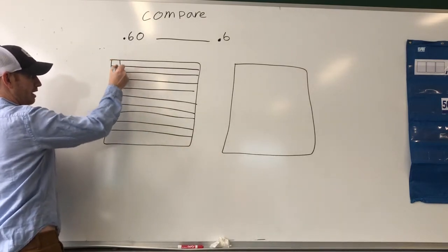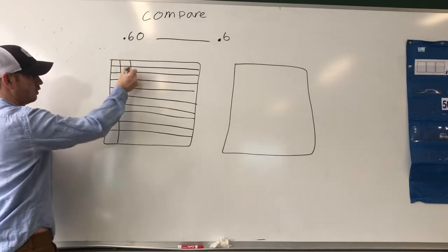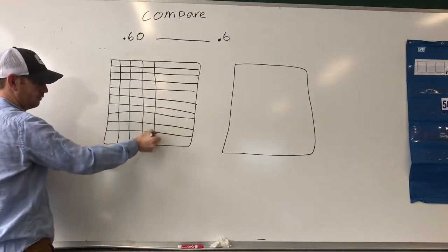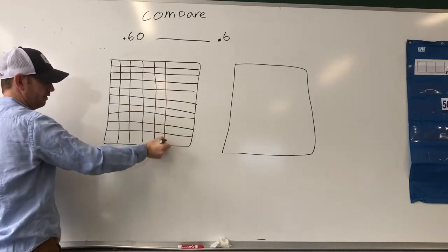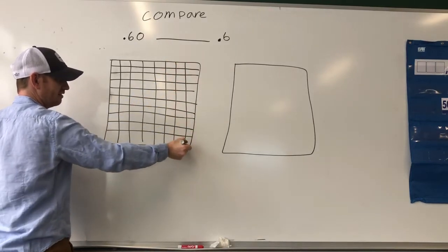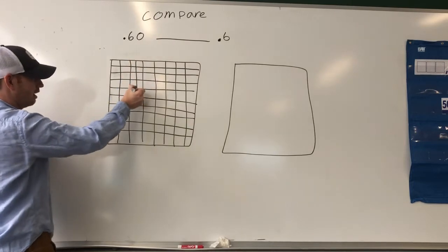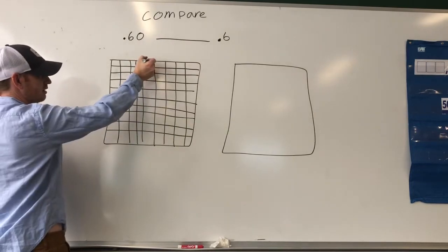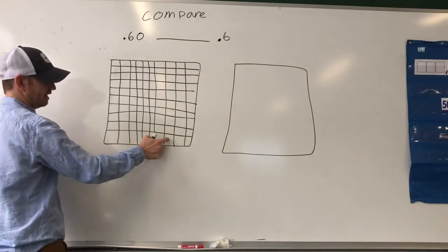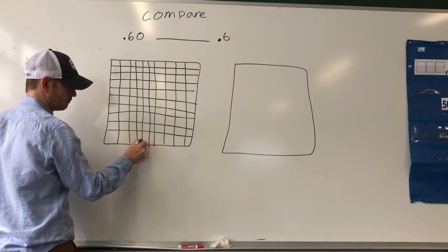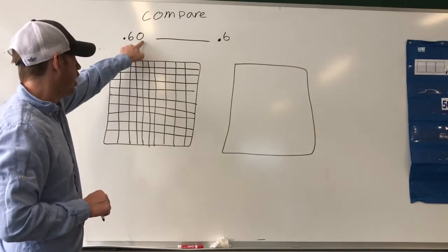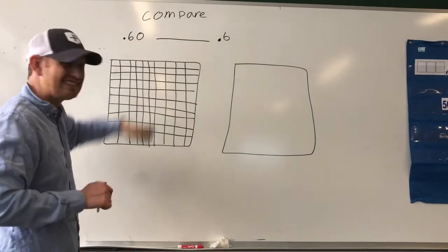And then 1, 2, 3, 4, 5, 6, 7, 8, and 9. 1, 2, 3, 4, 5, 6, 7, 8, 9, 10. So now I've broken my area model up into hundredths, and I have 60 hundredths.